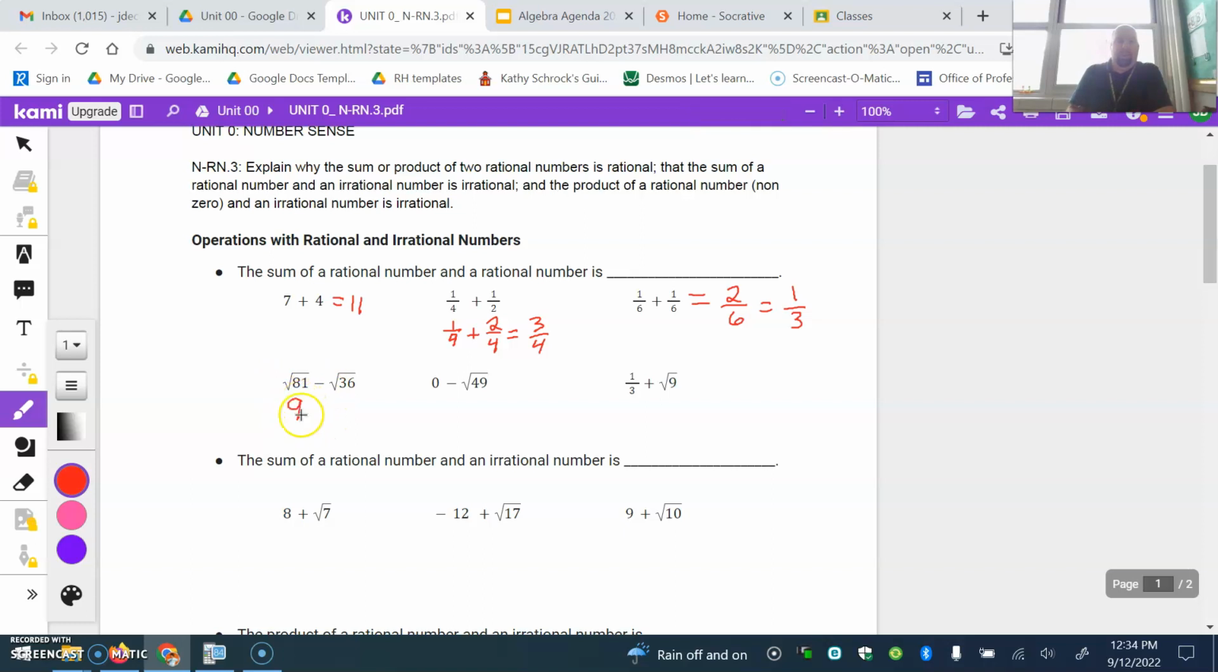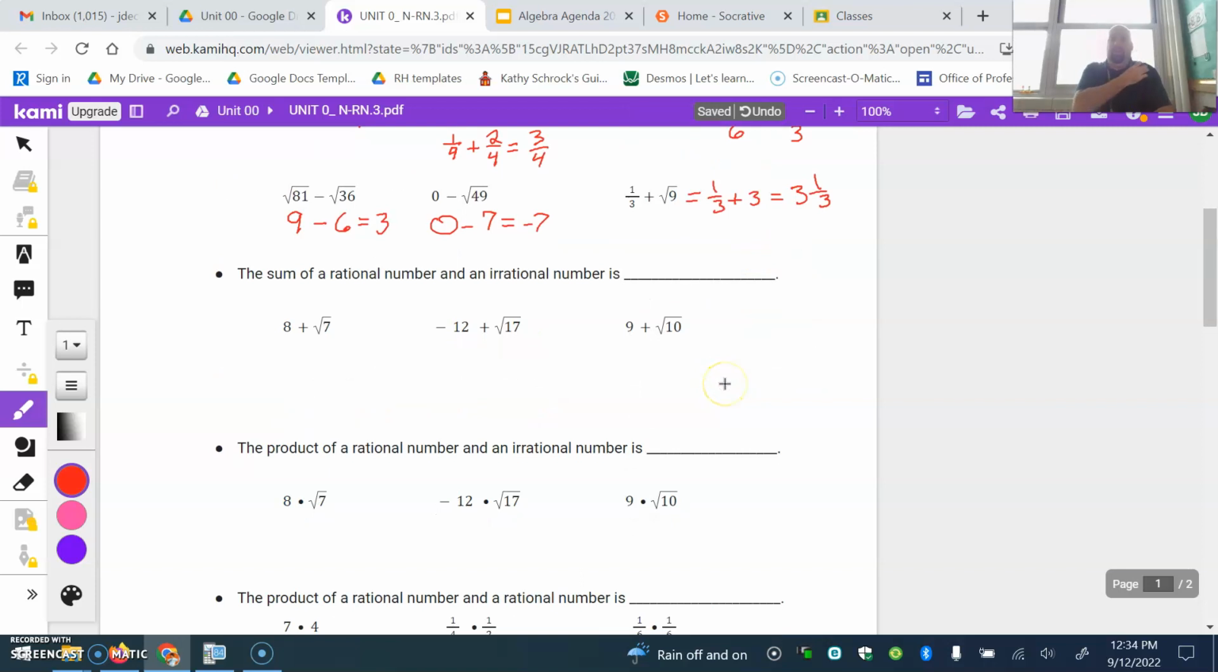Square root of 81 is 9. Square root of 36 is 6, so 3. Square root of 49 is 7, so 0 minus 7 is -7. And then 1/3 plus square root of 9, that's the same as 1/3 plus 3, or 3 and 1/3. All of these are rational numbers. So what happens when you add two rational numbers? You get a sum that is rational. Sum of rational and irrational.